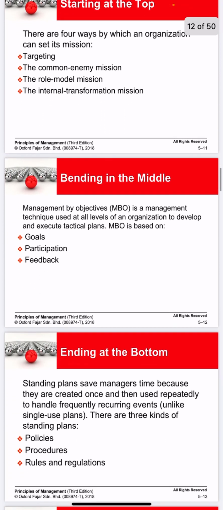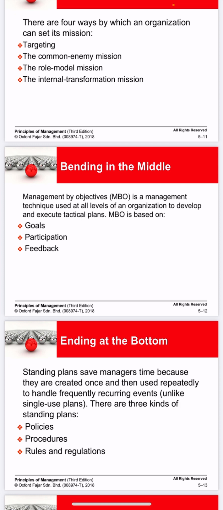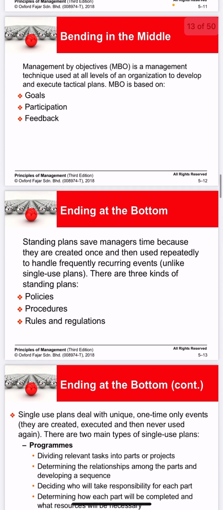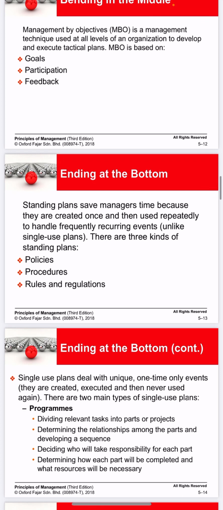Bending in the middle, MBO, management by objectives, is a management technique used at all levels of an organization to develop and execute tactical plans. MBO is based on goals, participation and feedback. Ending at the bottom involves the first line managers, which is standing plans and single use plans. Standing plans basically save managers time because they are only created once and used repeatedly. For example, policies, procedures, rules and regulations.